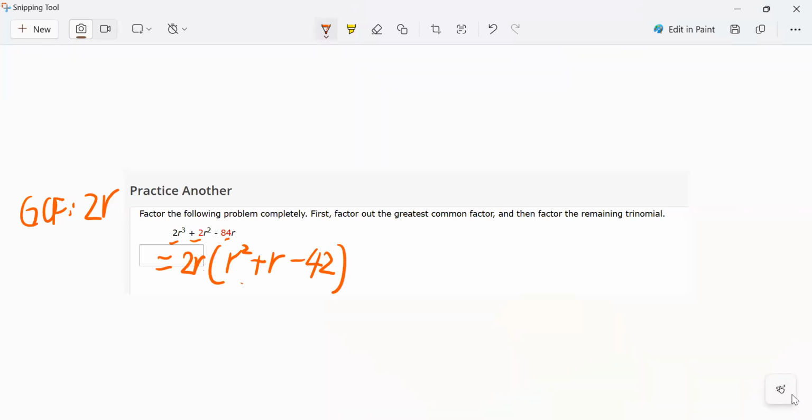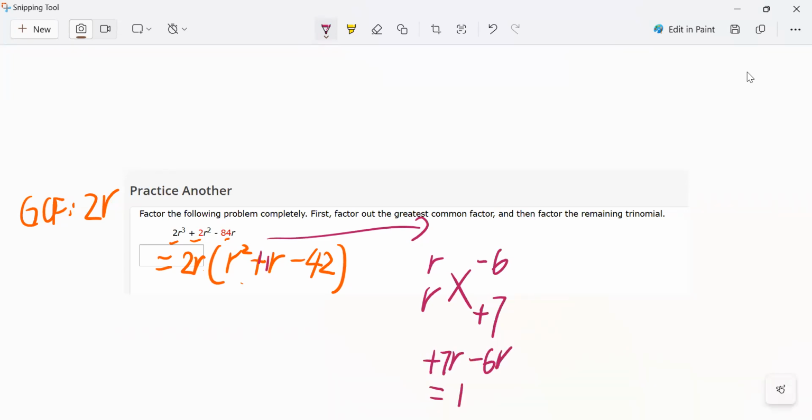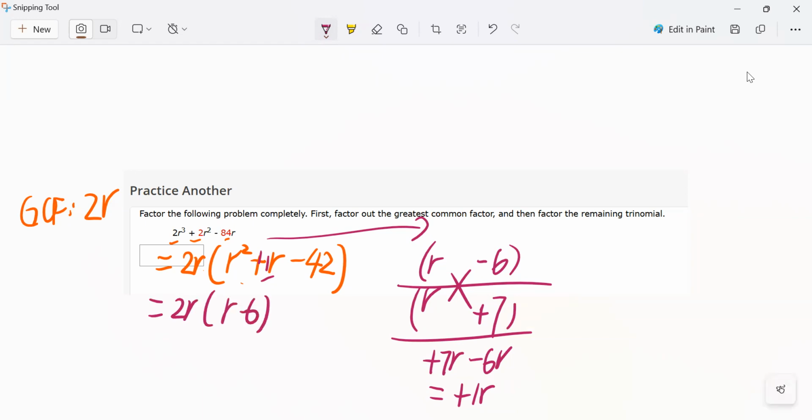And inside of the parentheses, we factor by trinomials. So break this down as R times R. For 42, it will be 6 and 7. Since the middle term is positive 1R, it's going to be positive 7 minus 6. We cross multiply: positive 7 times R, 7R, minus 6 times R, 6R. Finally, we get positive 1R, which is the middle term. Now the two factors will be R minus 6, R plus 7. That should be the correct answer.